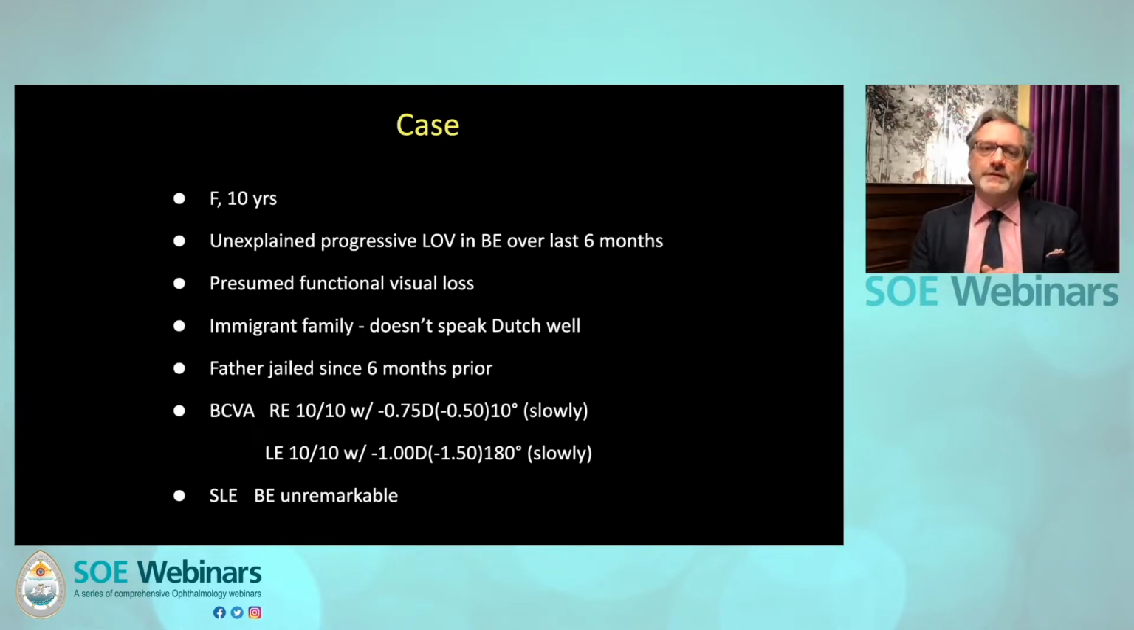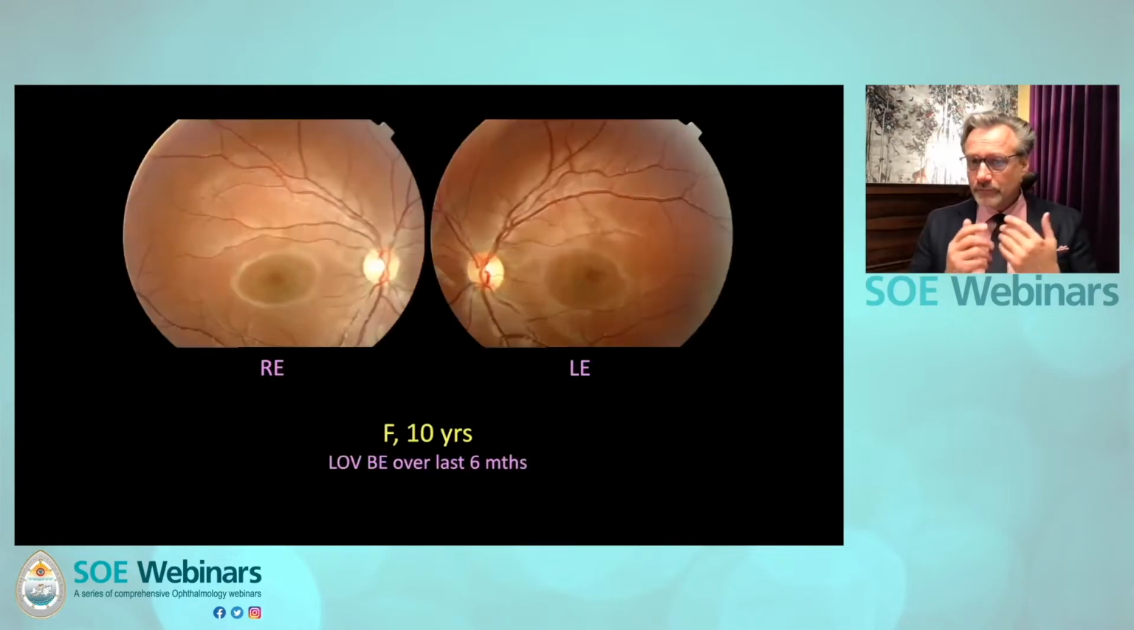So let's first look at this 10-year-old girl, with unexplained loss of vision, referred by a fellow ophthalmologist who was querying whether this could potentially be a functional visual loss. And the father was jailed 6 months prior to the consultation. So there are all kinds of reasons why it could be stress-related or functional. So this is the fundus. You can see that both eyes in the central part of the macula have this greenish yellowish hue, which is very suggestive of early stage Stargardt disease.